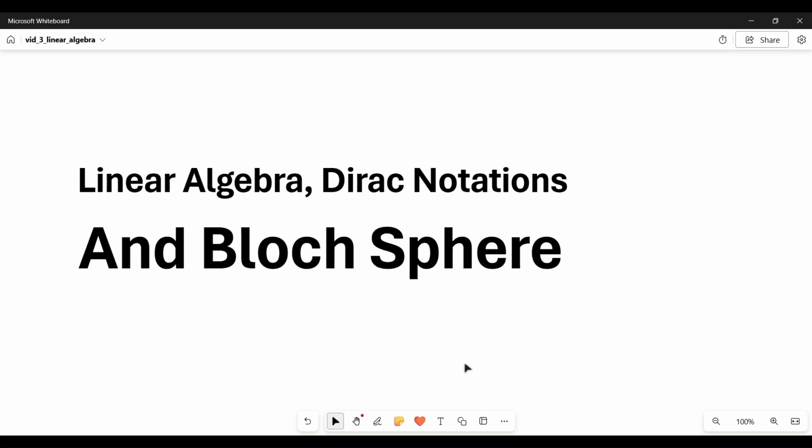What if I told you that a particle could exist in two states at once, and mathematics is the language that explains it? Welcome to Maths for Quantum Computing, your visual journey into the mathematical foundation of the quantum world.